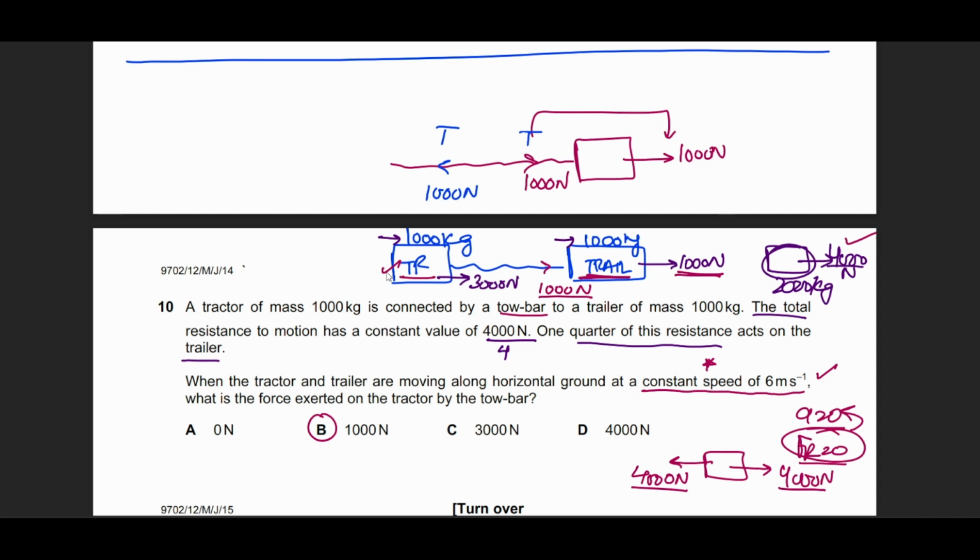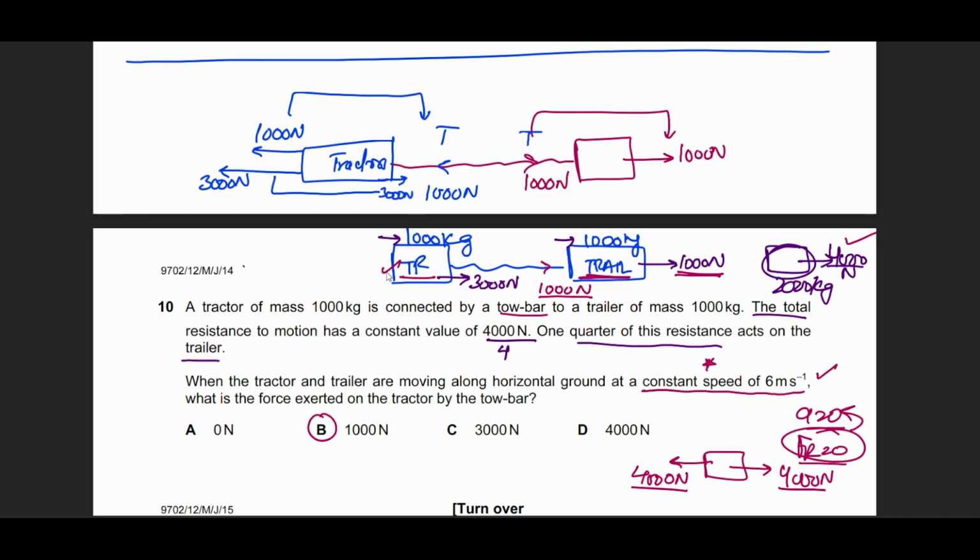Now, where is this 1,000 newton coming from? So 1,000 newtons of force will be coming from the tractor's engine, which in turn is actually applying a force of 4,000. But how is it doing that? So 1,000 newtons is needed to make sure that the trailer moves at a constant speed with 0 acceleration.